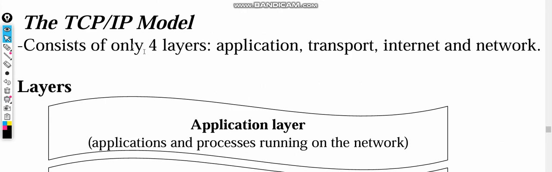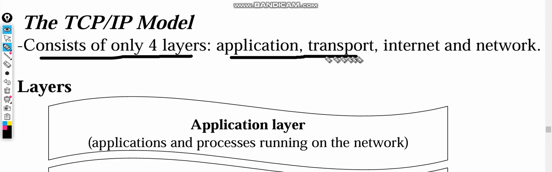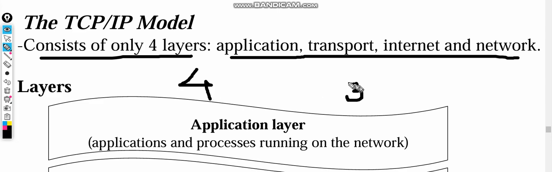The TCP/IP model consists of only 4 layers: application, transport, internet, and network. The OSI model contains 7 layers, but the TCP/IP model has only 4 layers, so it doesn't have the last 3 layers.